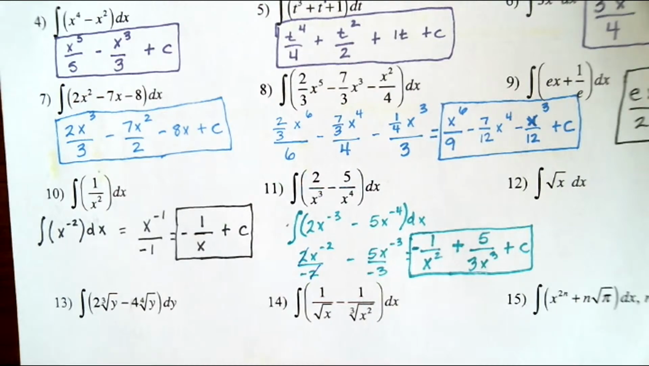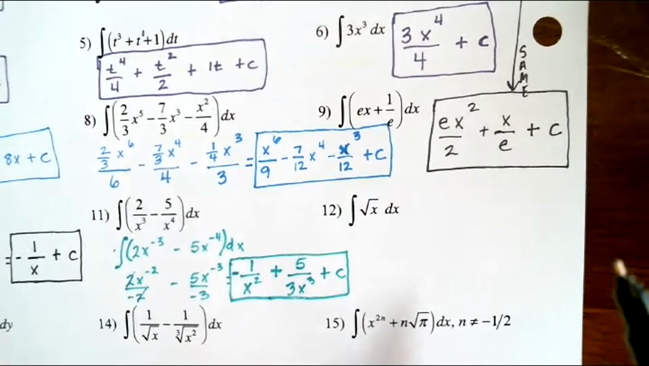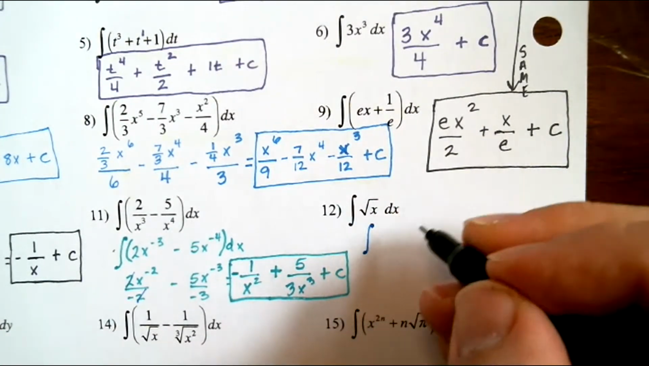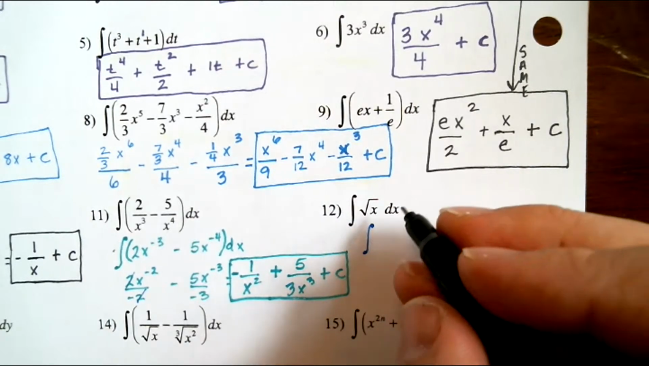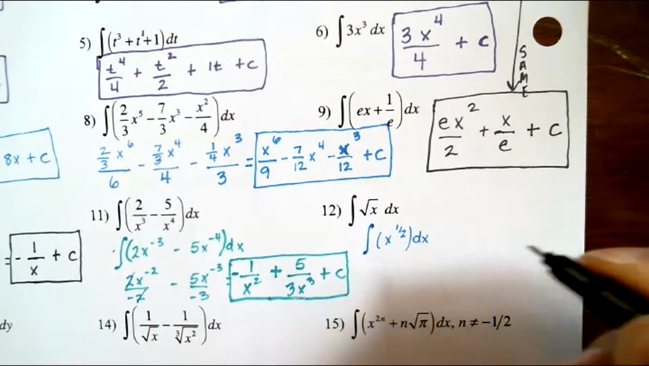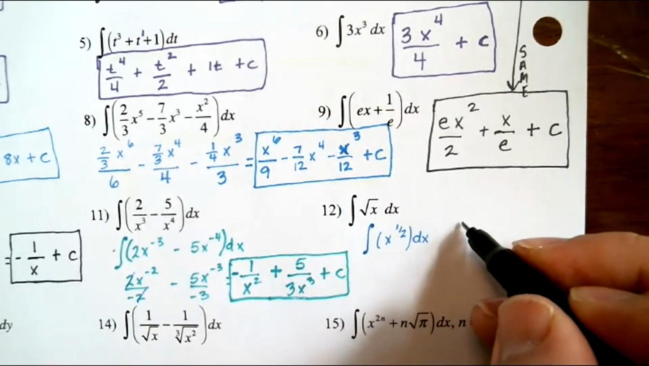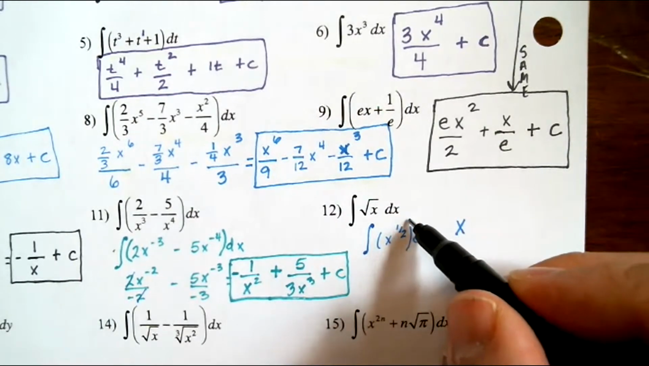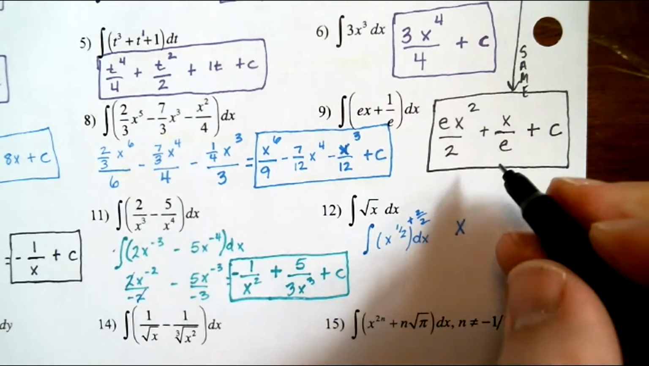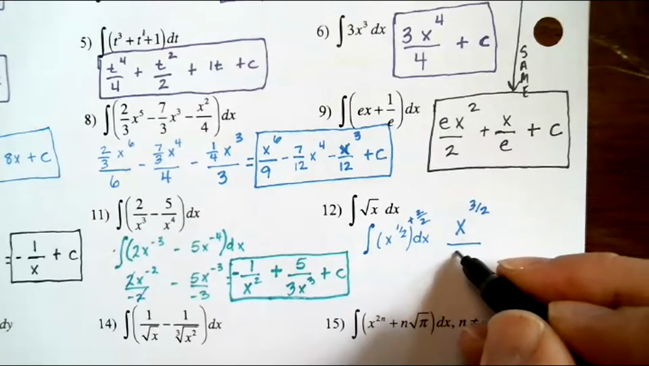Okay. Looking at number 12. So number 12, we know we would rewrite that as x to the 1/2 dx. So when we derive it, that would be x. Now I think I got to add 1 to that. Well, that's like saying 2 over 2 there. So 1 plus 2 is 3 over 2. And then that denominator has to be the same as that numerator.